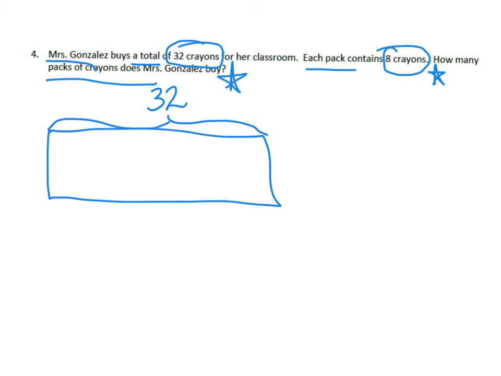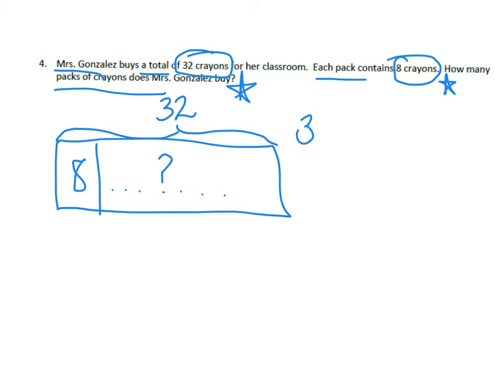The next sentence says each pack contains 8 crayons. So I'm going to make a section of my tape diagram and label it with 8 crayons. I'm not sure how many sections I'm going to have total of 8 in order to get 32. So what my equation is going to read is 32 divided by 8 equals something. So, do you know your 8s? If not, let's count by 8.